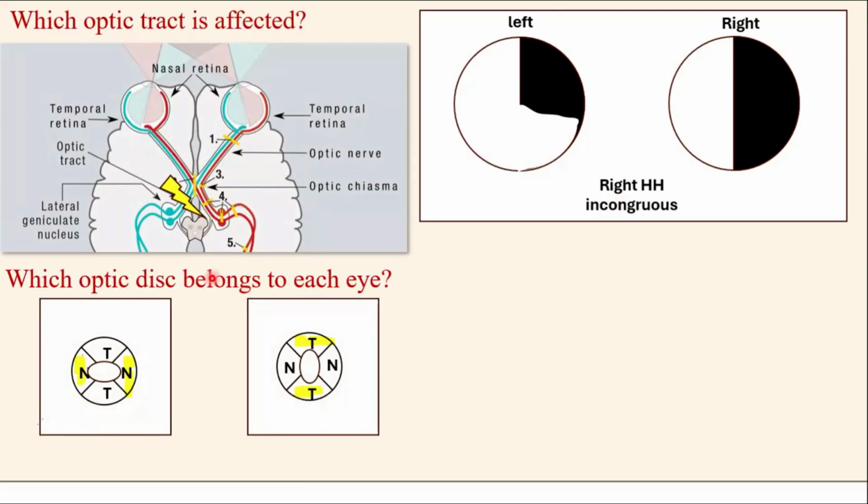Now, the follow-up question. We have some atrophy in each eye. This is the optic disc of one eye and this is the optic disc of the other eye. Tell me which optic disc belongs to each eye. The areas in yellow show atrophy. In one eye we have both sides atrophy and in the other eye we have upper and lower atrophy. Is this the optic disc of the right eye or the left eye? And also here.